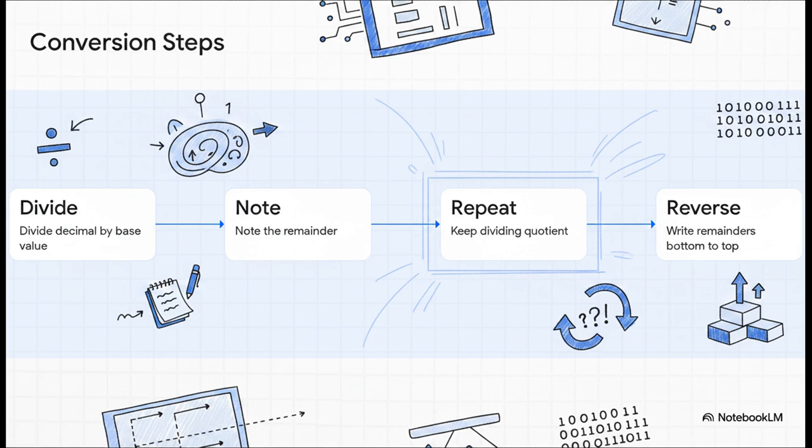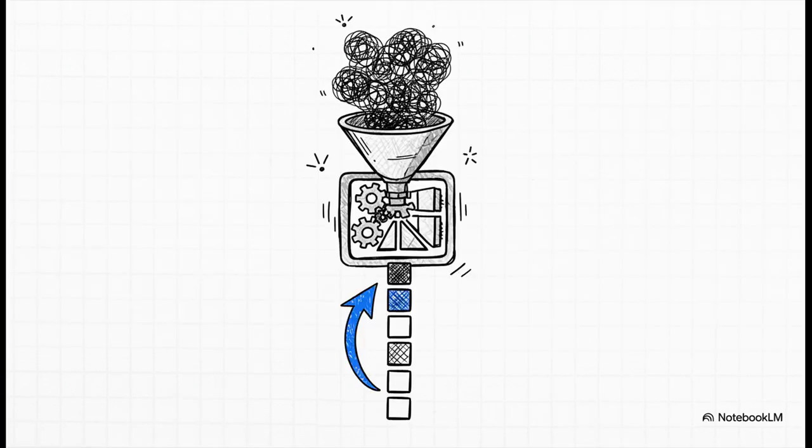Step 1, divide your decimal number by the base value, which is 2 for binary. Step 2, note the remainder. Step 3, take the quotient from that division and keep dividing it by 2, noting the remainder each time until your quotient reaches 0. And finally, step 4, just write all those remainders down in reverse order, from bottom to top. Let's bring this full circle.